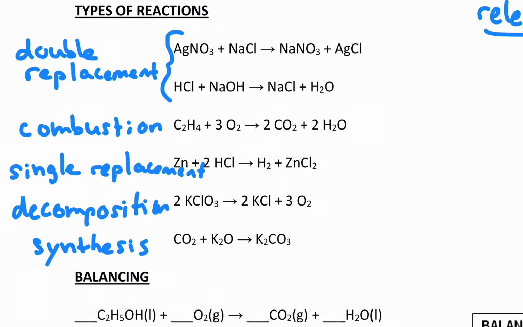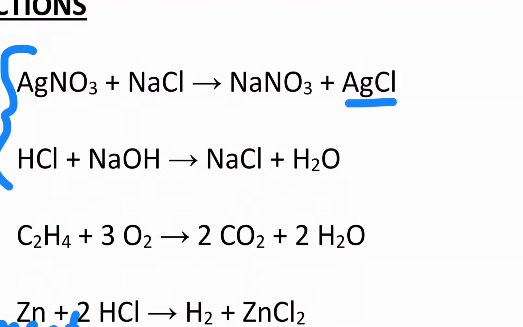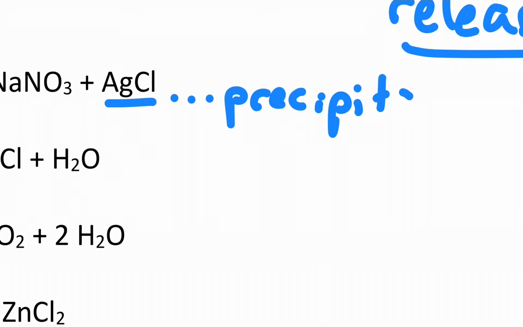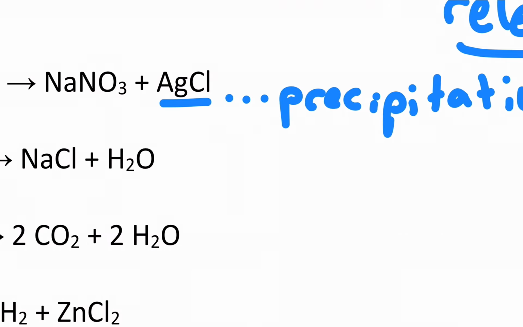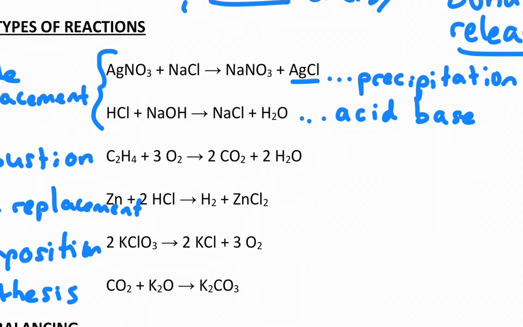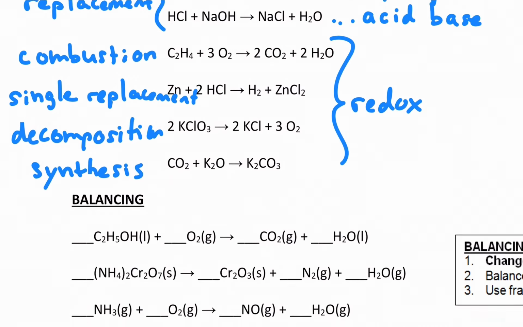And those terms are still valid. However, we're going to use some different words to describe these. This first one, which makes a notoriously insoluble solid, aka a precipitate, we call a precipitation reaction. The second one, HCl and NaOH, that's the reaction of an acid and a base, so we'll call it an acid-base reaction. And the remaining four are actually all examples of oxidation-reduction reactions, what are called redox reactions. So we'll use these terms, and we'll use these terms, so it's just important to be familiar that they both exist. That's really the point.